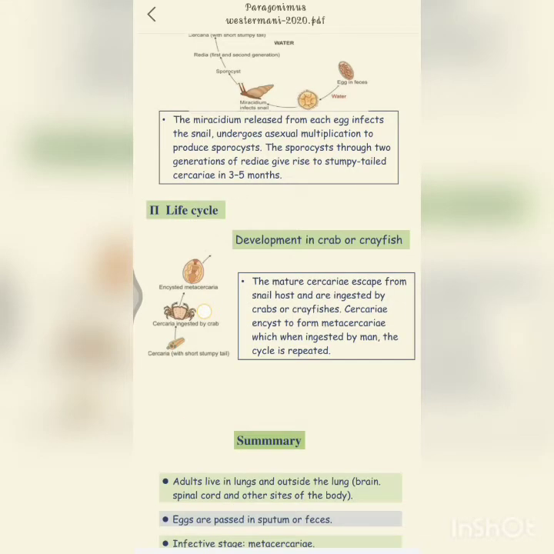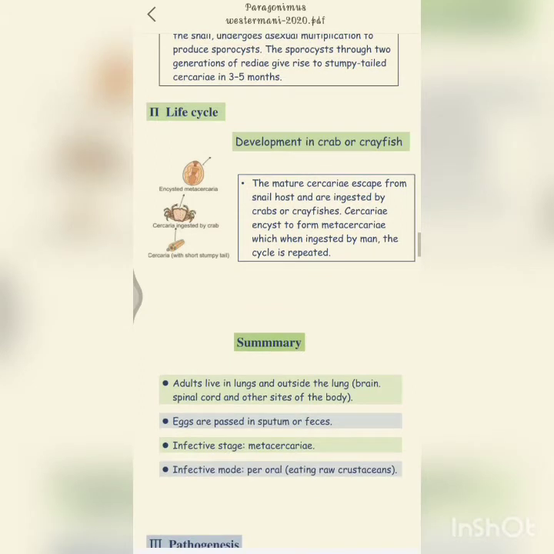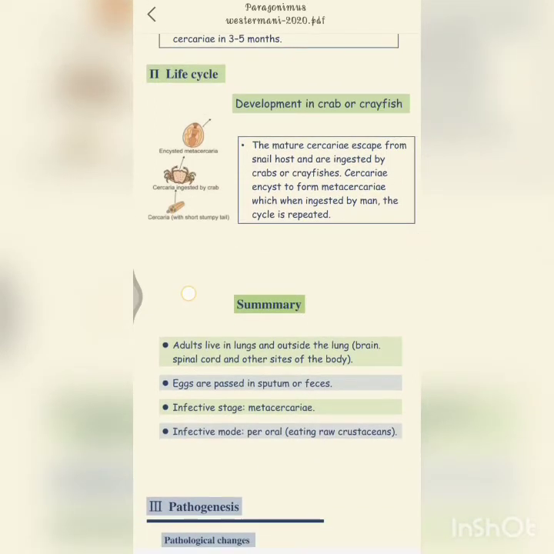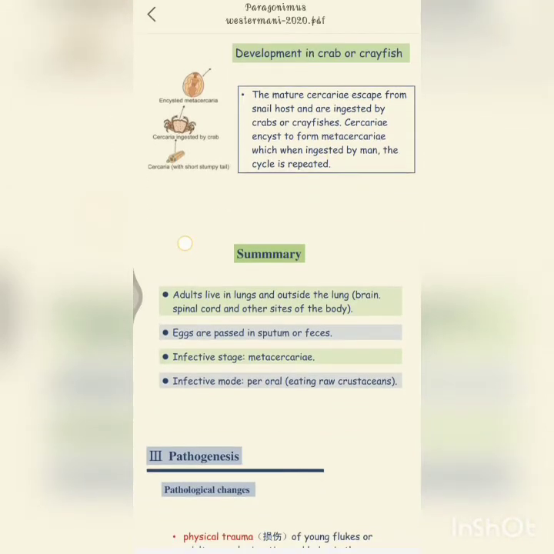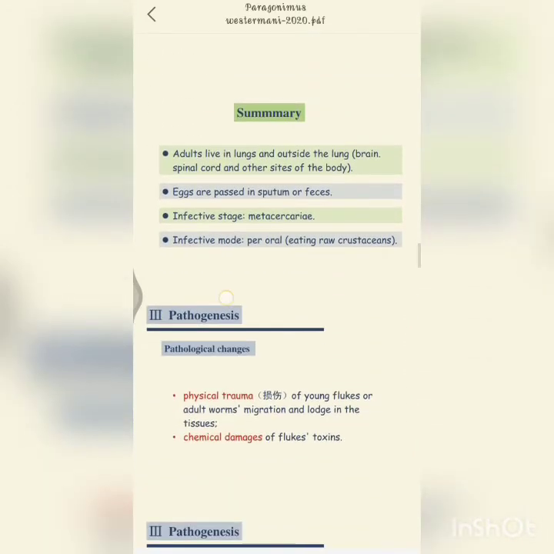The miracidium released from each egg infects the snail and undergoes asexual multiplication to produce the sporocyst, that is metamorphosis, in the snail. So the sporocyst through 2 generations of rediae gives rise to the stumpy-tailed cercariae in 3 to 5 months. So for the development in crab or crayfish, the mature cercariae escape from the snail hosts and are ingested by crabs or crayfish. So the cercariae encyst to form the metacercariae, which is the infective form, which when ingested by man, the cycle gets repeated. So this is the life cycle.